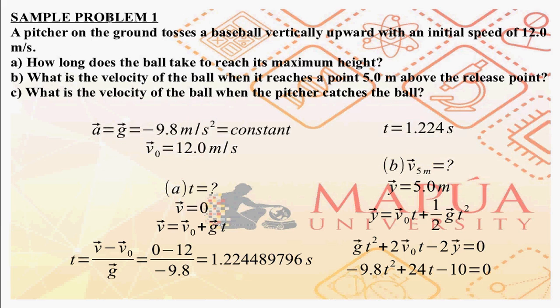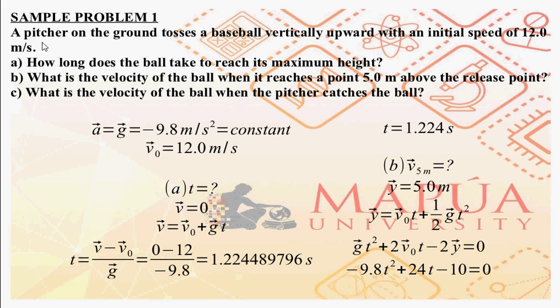First, we have sample problem 1. A pitcher on the ground tosses a baseball vertically upward with an initial speed of 12 meters per second. Letter A, how long does the ball take to reach its maximum height? Letter B, what is the velocity of the ball when it reaches a point 5 meters above the release point? And letter C, what is the velocity of the ball when the pitcher catches the ball?